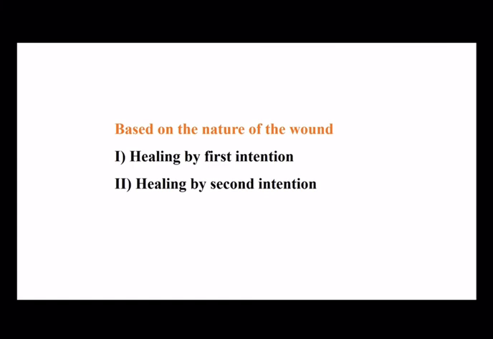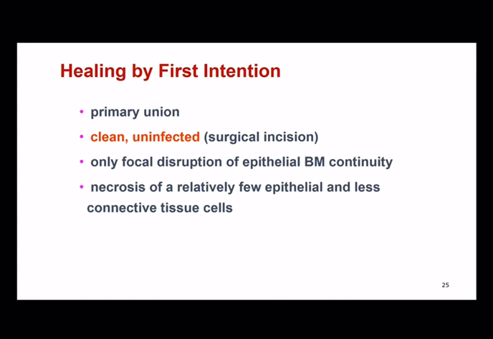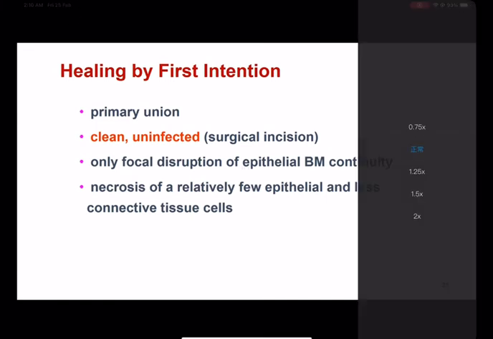Based on the nature of wounds, the process can occur by first intention or by second intention. Healing by first intention occurs in clean, uninfected wound, such as surgical incision. Only focal epithelial basal membrane continuity is disrupted, and only a few epithelial and connective tissue cells undergo necrosis. Finally, the scar is small.